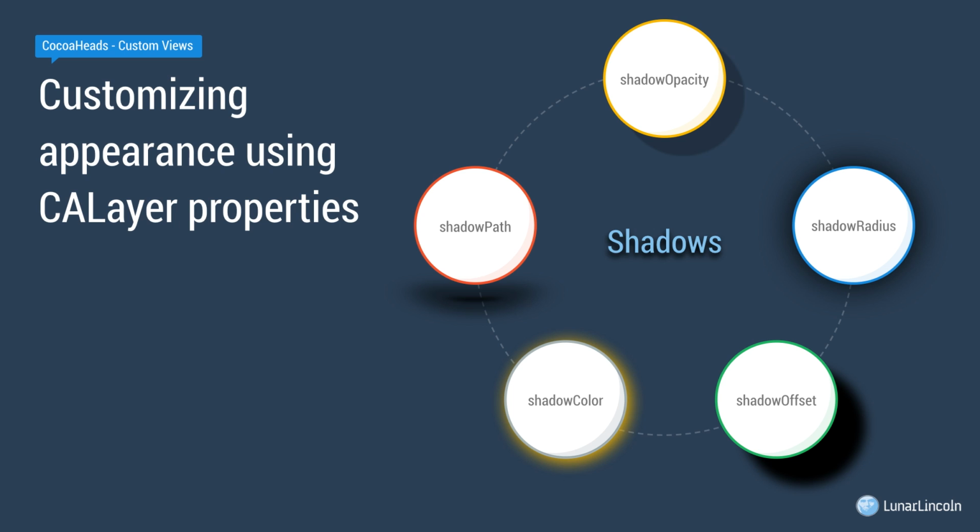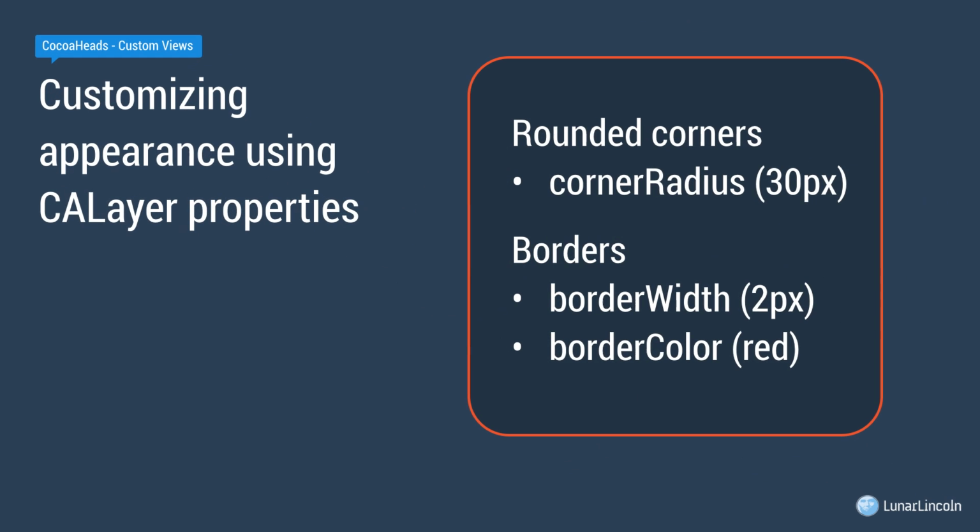So we can do things like shadows, right? We can set the opacity and the path and the radius and all that stuff. Do rounded corners. This is probably the first thing I did when I modified a CA layer. So you can set the corner radius on a layer. You can set the border width if you want to have a border around your view.